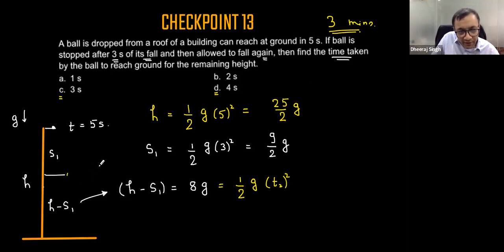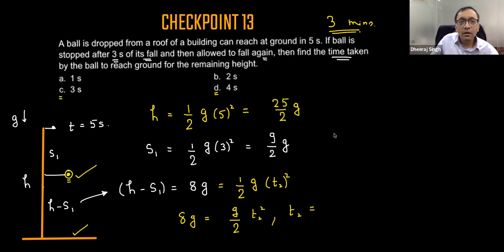So now I'll consider this point and that point. Between these two points, I'm using S equal to ut plus half a t squared, u is zero, right? So 8g is equal to g by 2, T2 squared. So T2 is how much? 16, which is 4 seconds. Option is D.